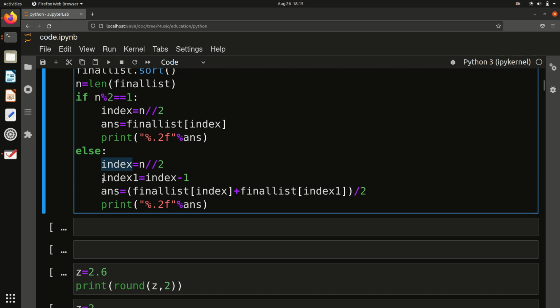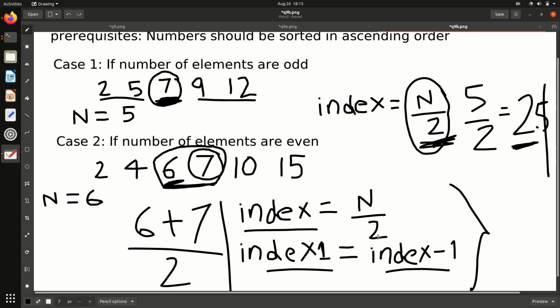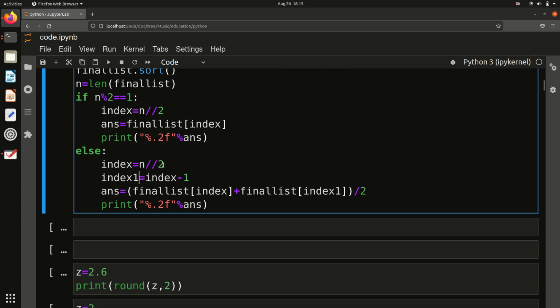So this is index and this is index 1. The first index, as we have discussed, will be n by 2, integral division, and index 1 will be index minus 1. We got 2 indices.